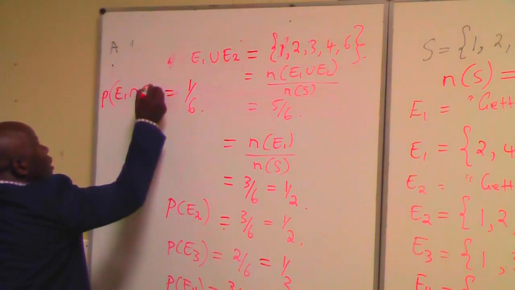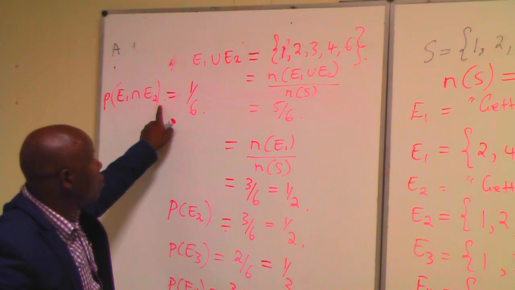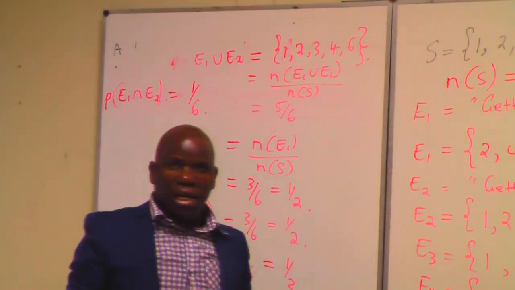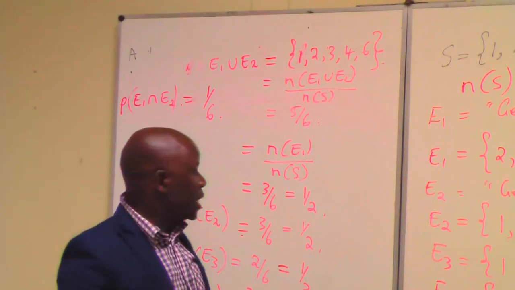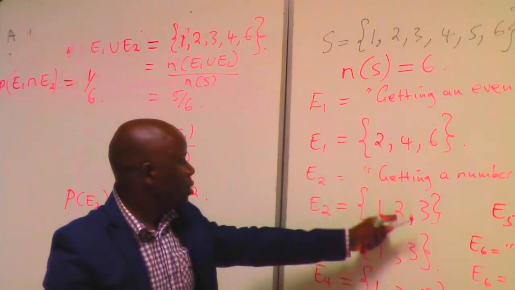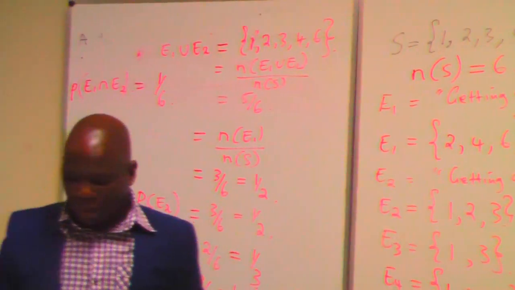Probability of E1 intersection E2 is equal to the number of elements in the intersection of E1 and E2 divided by the total number of elements in the sample space. So that will be 1 over, because there is only 2 which is common, it will be 1 over the total sample space.